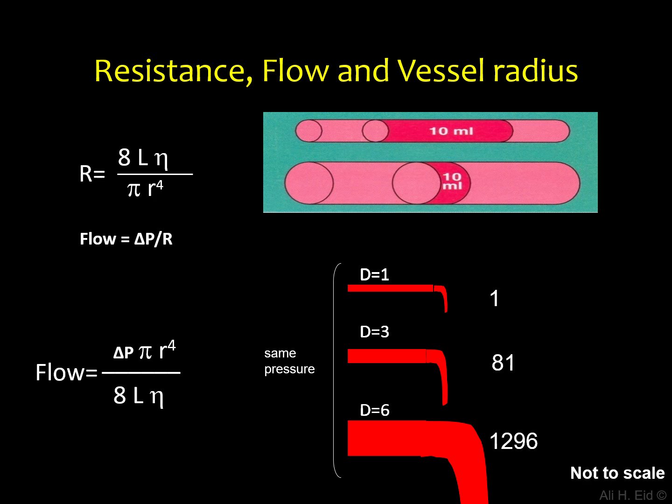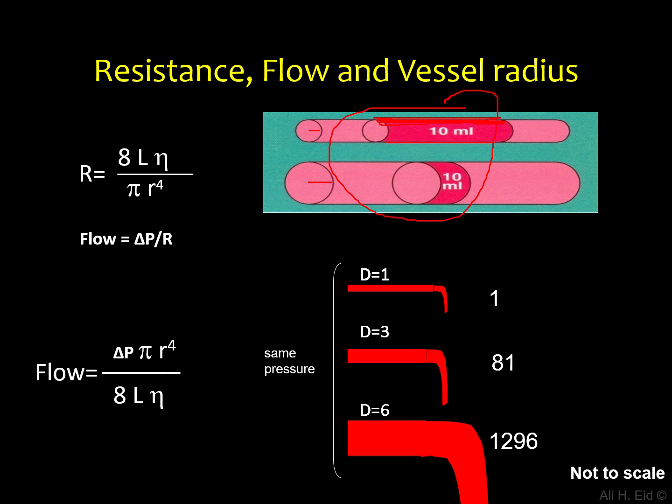Now, let's look at how flow, vessel radius, and resistance are related to each other. In the figure here, what you see is the same amount of blood, 10 milliliters, distributed in different vessels, one of smaller radius and one of larger radius. You can see that the same 10 ml in the smaller radius is going to have more friction, right? So a larger area is going to be coming in close proximity, in physical contact with the wall of the vessel, with the endothelia. So we're going to have more impediment.